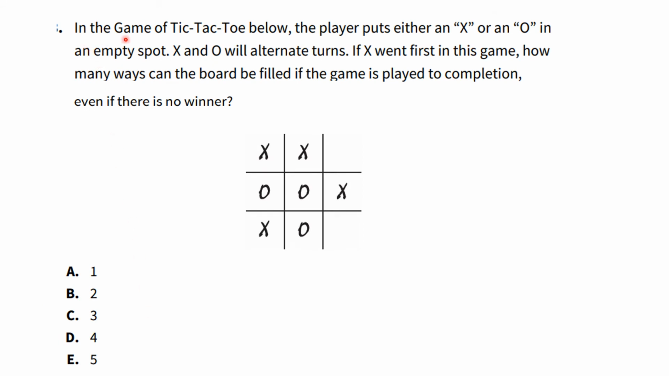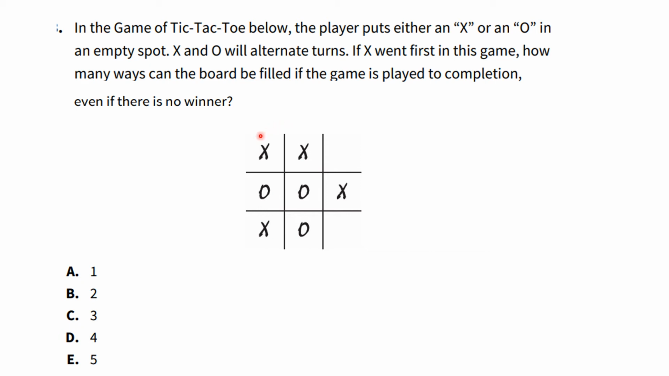This question says, in the game of tic-tac-toe below, as you can see, the player puts either an X or an O in the empty spot. X and O will alternate turns, once X, once O. If X went first in this game, how many ways can the board be filled if the game is played to completion, even if there is no winner?